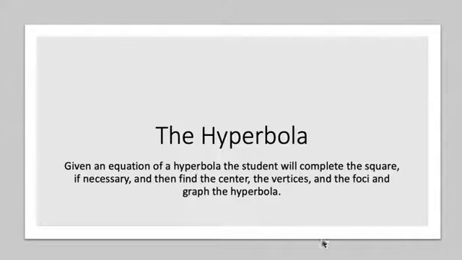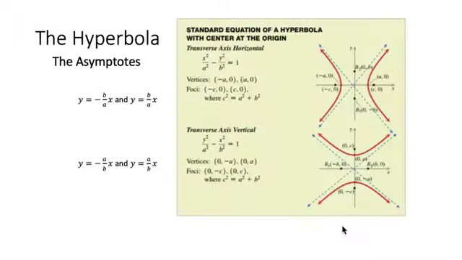Here's an example of a hyperbola. Remember, it has two parts to it. In the last screencast, we learned about a hyperbola that has its center at the origin. And if you remember, here are the definitions of the vertices and the foci, and here are the equations.